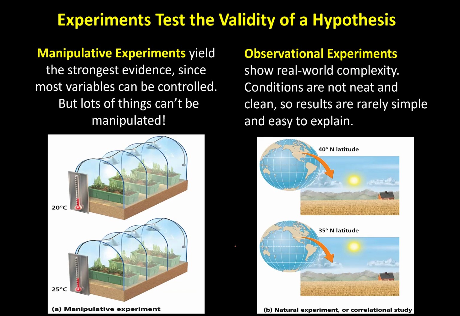If you want to compare the pros and cons of the two experimental types, note that both of them test the validity of a hypothesis, so they'll help you to either accept or reject your alternative hypothesis. Manipulative experiments are going to yield the strongest evidence, since most of your variables can be controlled. But remember, a lot of things simply cannot be manipulated, and they're also not going to show you real-world complexity. Observational experiments will capture that real-world complexity, but the conditions in nature aren't neat and clean. So your results are rarely easy to explain, they're rarely simple and straightforward.